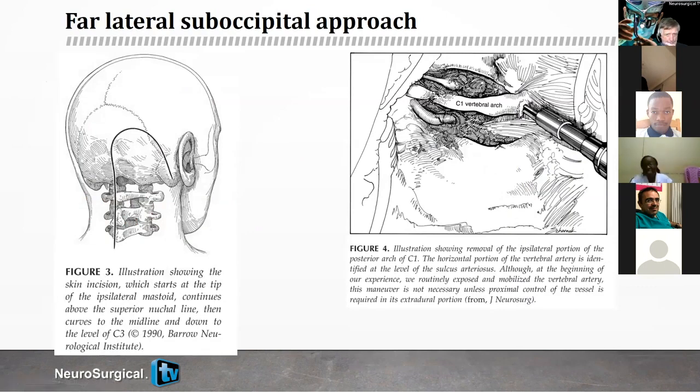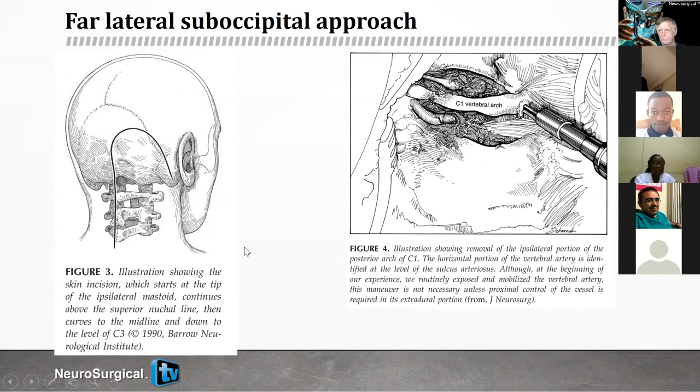Secondly, you have the far lateral suboccipital approach. The far lateral suboccipital approach is mainly used when we have an injury or a lesion of the hemispheres of the cerebellum.